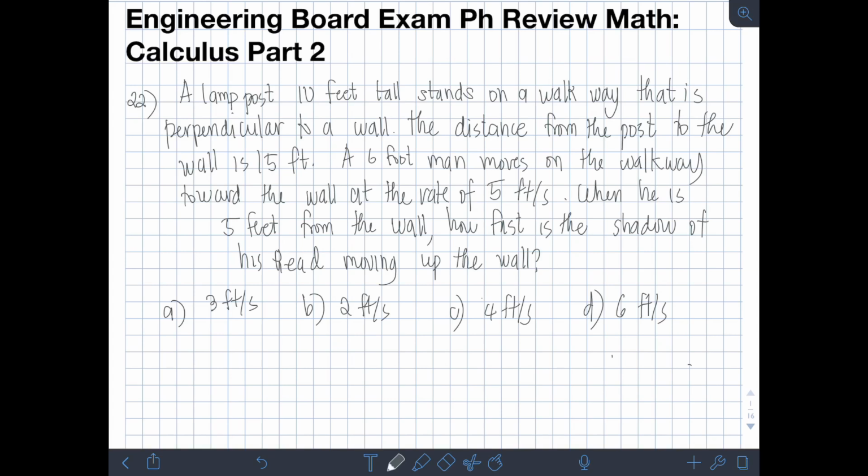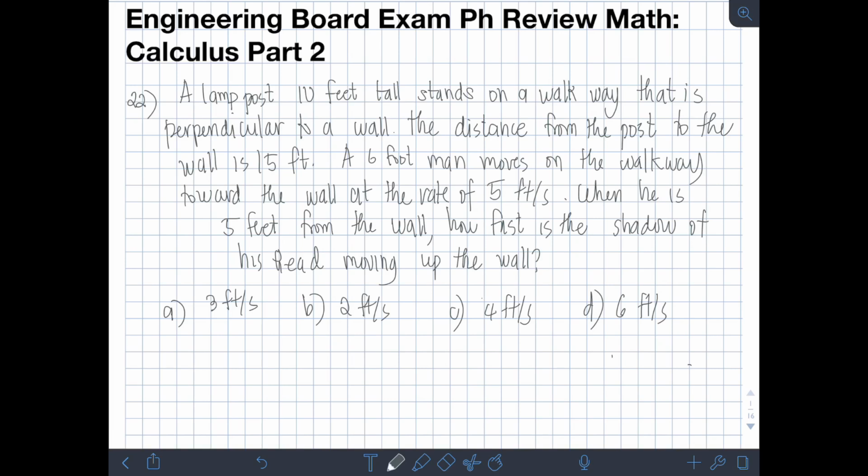Okay, so magre-review ulit tayo for Engineering Board Exam Mathematics, which is the continuation of Calculus Part 1 natin. So, dun sa Calculus Part 1, nag-stop tayo sa item number 21. So, let's start with item number 22 for the Part 2.